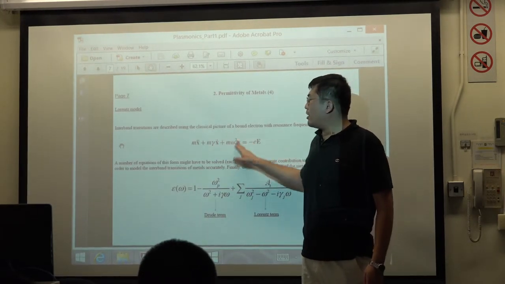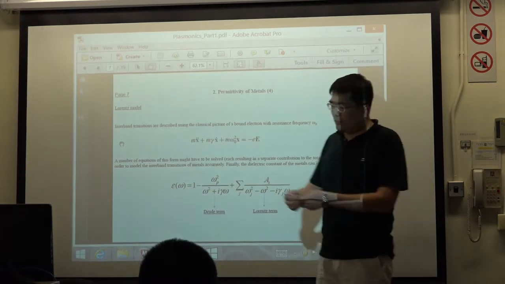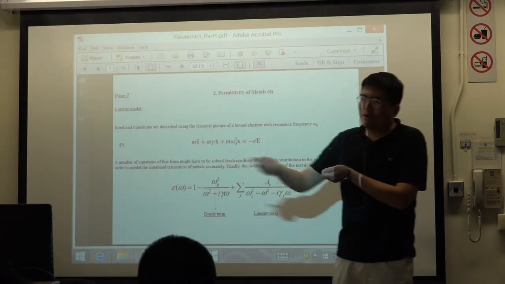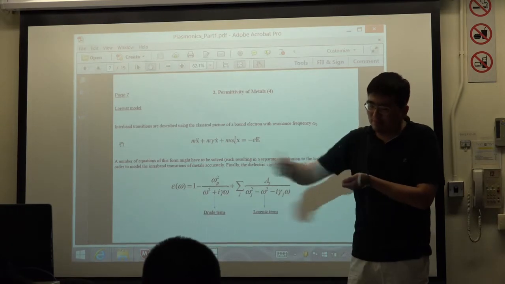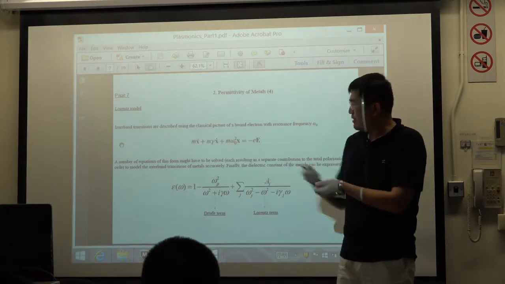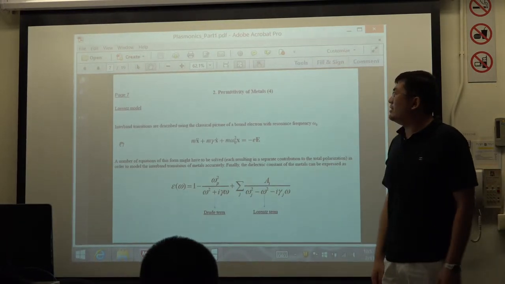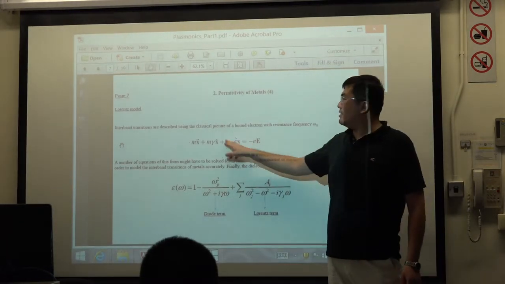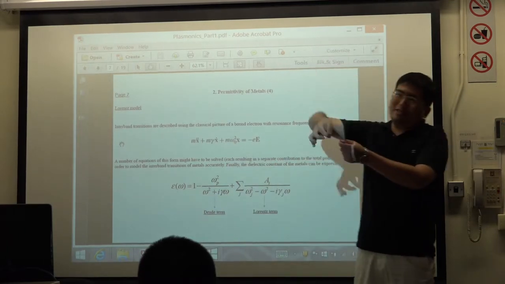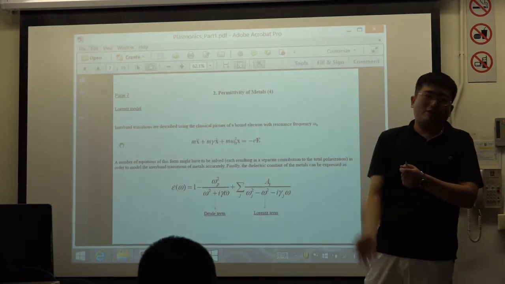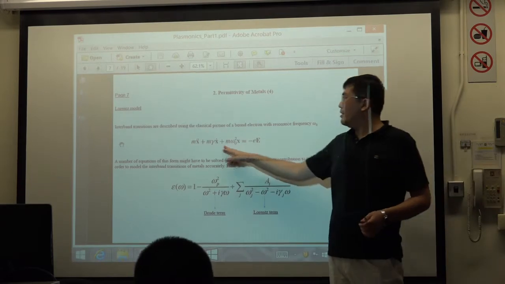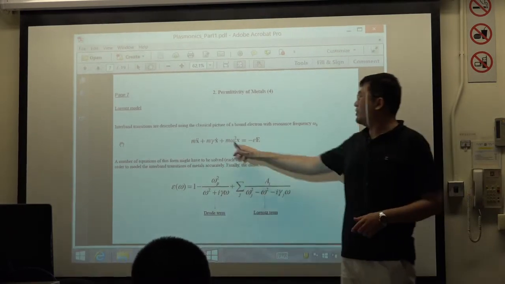This is called a bound electron. It's similar to a spring and a ball. They have some restoring force, like a spring and ball, so they return back, and this can capture the interband transition. You can see this is the key: a spring and ball, with a restoring force and some bound electron.